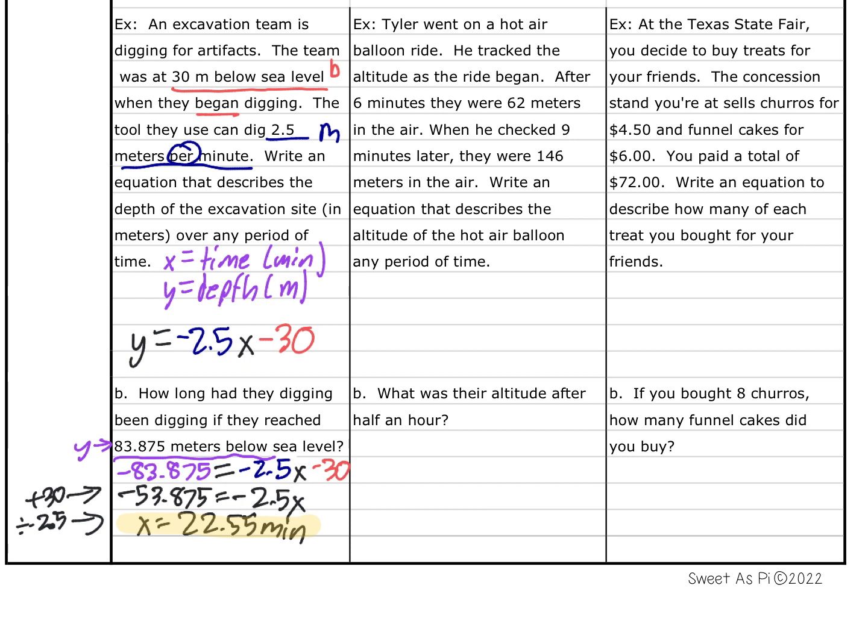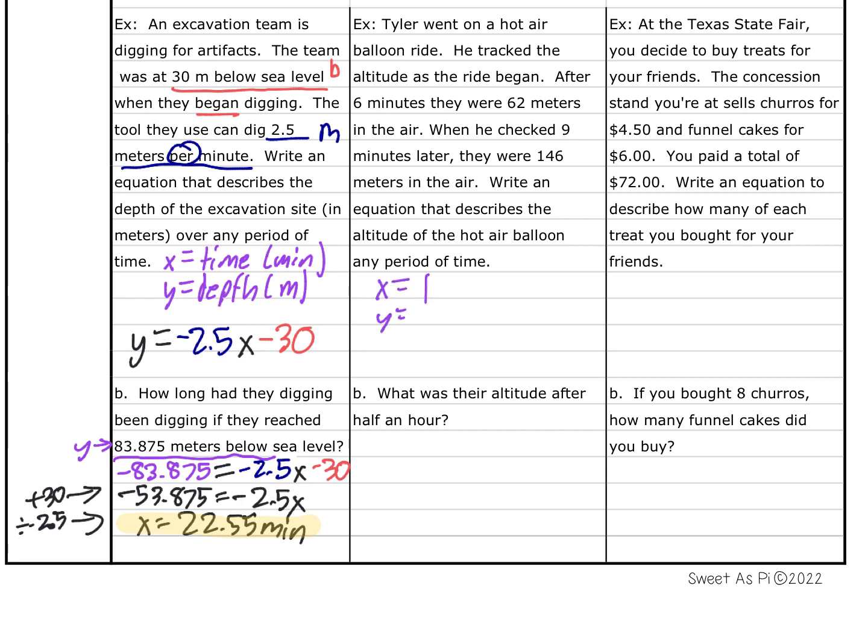He was tracking the altitude as the ride began. After 6 minutes, they were 62 meters in the air. When he checked 9 minutes later, they were 146 meters in the air. Write an equation that describes the altitude of the hot air balloon during any period of time.